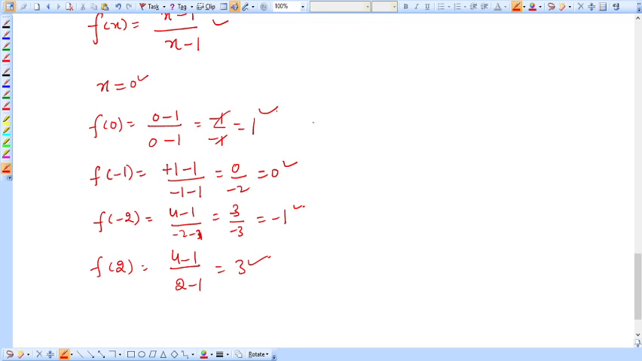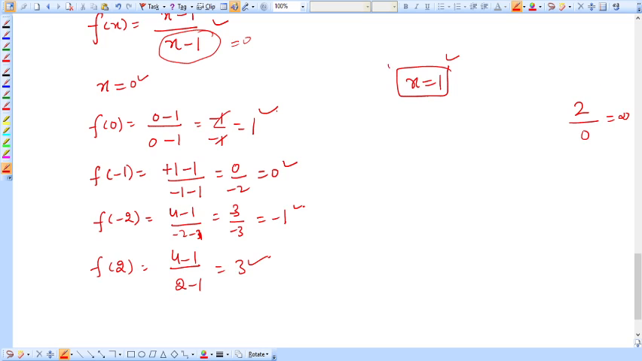But if I want to find the value of f of x at x equal to 1, we won't be able to find the value of this function at x equal to 1. Why? Because at this point the denominator of this function is becoming 0. If the denominator is 0 and there is something finite like 2 or 3 in the numerator, then it is equal to infinity.